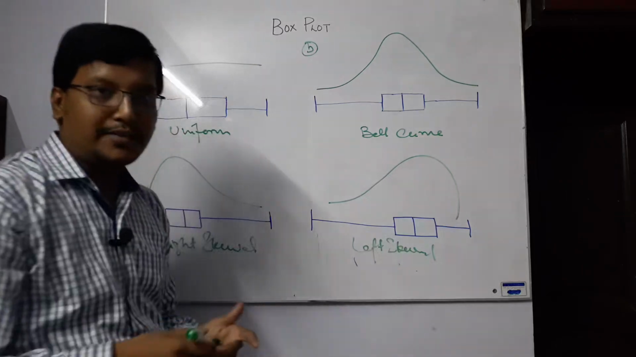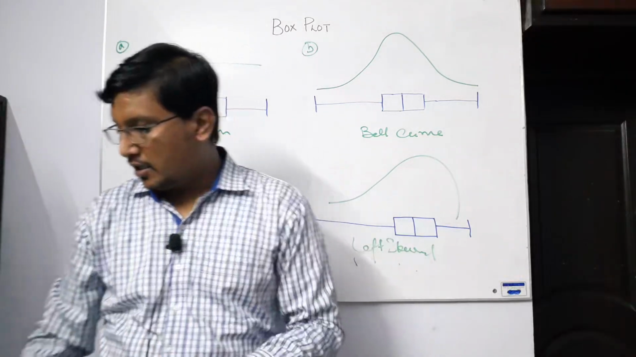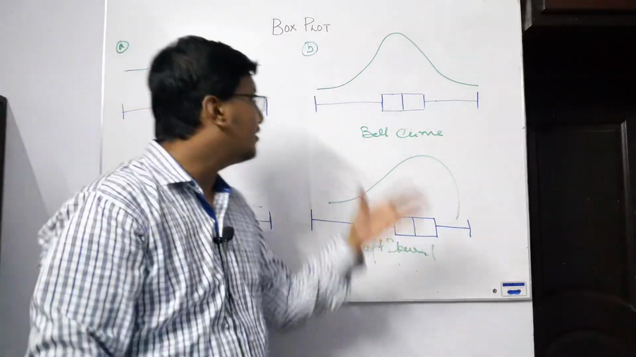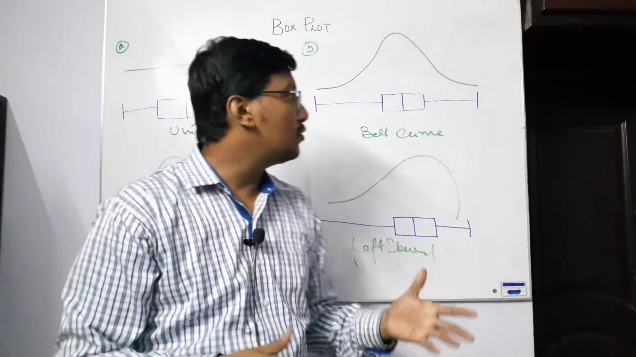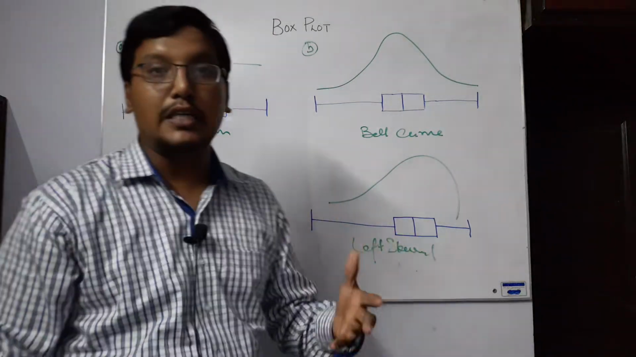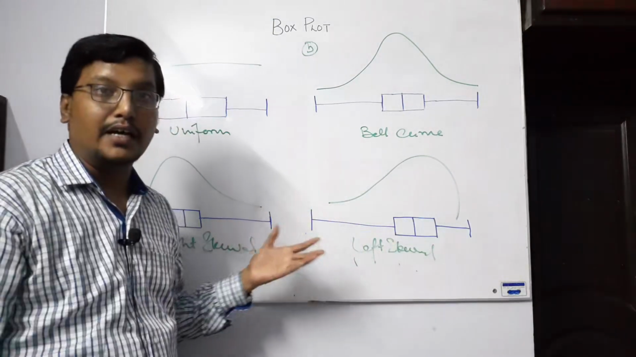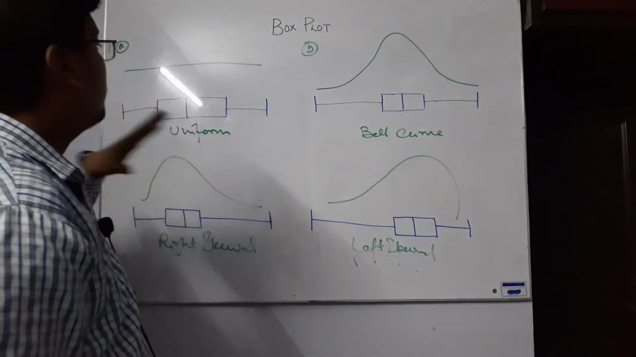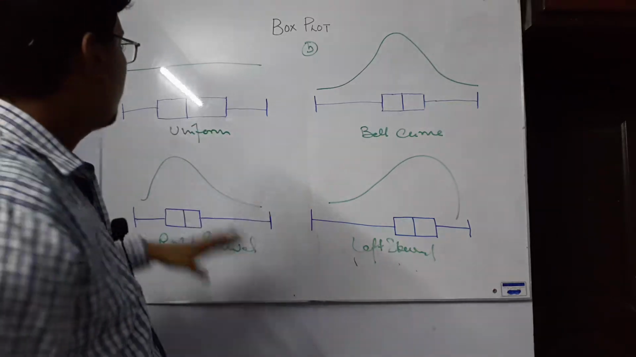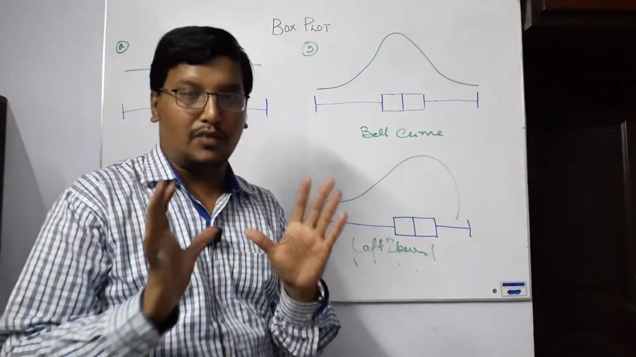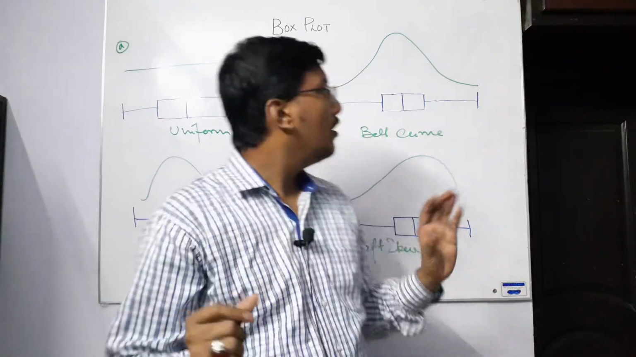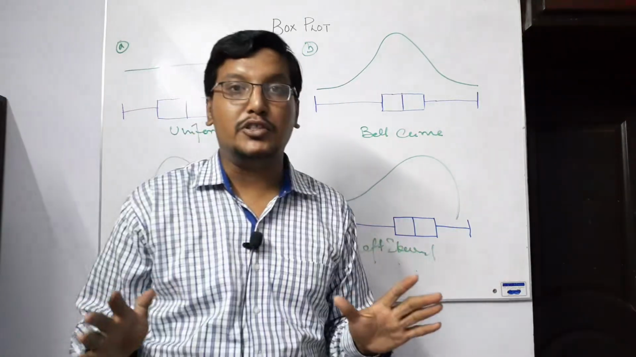So it's a very interesting concept. I think you will enjoy this learning, and you enjoyed discussing that the box plot can also be studied in this way as well. So uniform distribution, bell curve. If we are observing these types of box plots, we can judge the distribution of data.